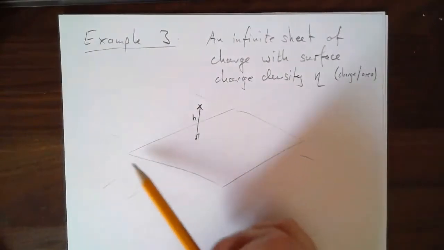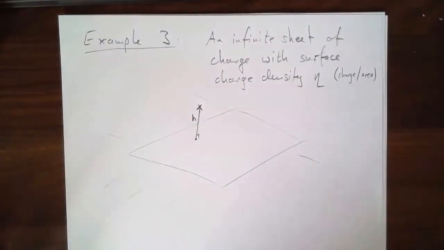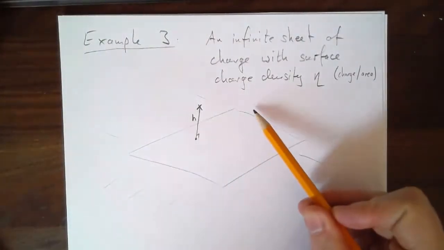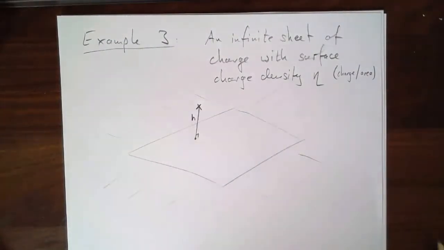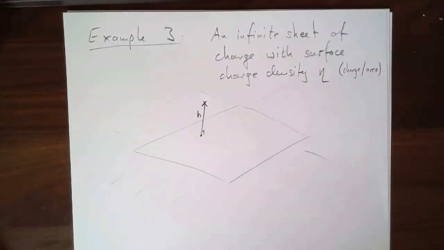And I'm going to imagine this sheet is infinite. I can't draw an infinite sheet. I can't even draw part of an infinite sheet. So I draw a finite sheet, but we pretend it keeps going. Okay? Alright. So what are the symmetries of this thing?